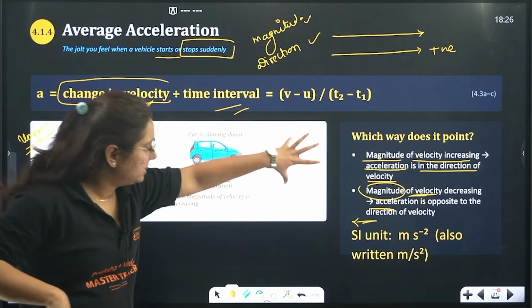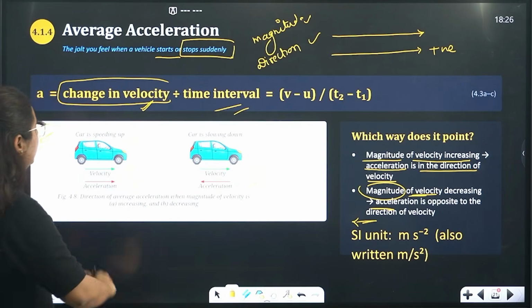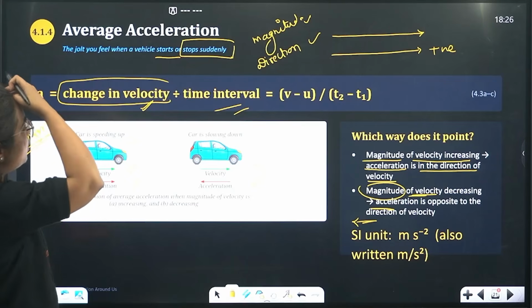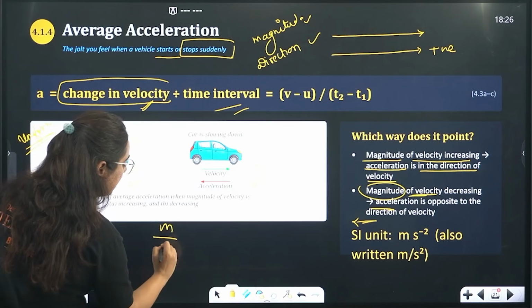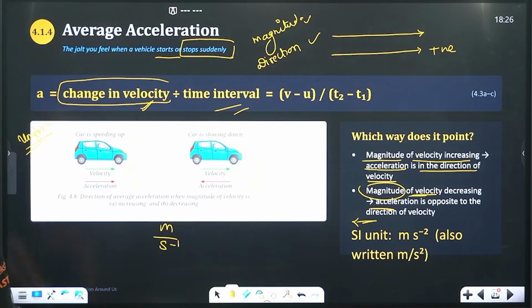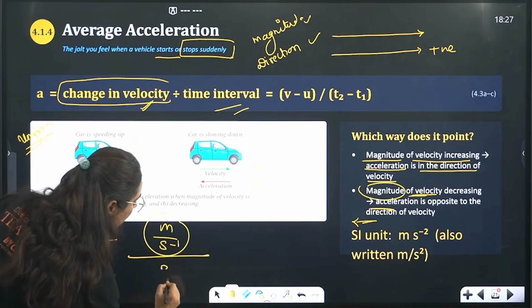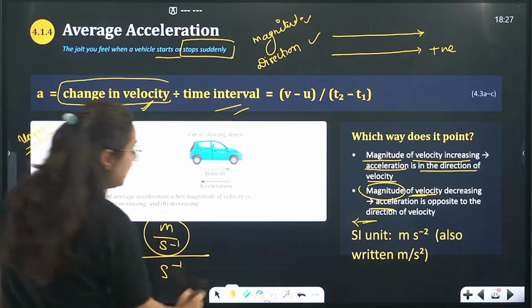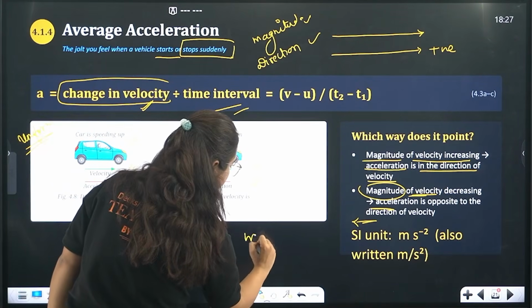Before moving to this concept, which is not clear in your mind yet, I will tell you the SI unit. Remember, what is average velocity? It is displacement upon time, that is, meter per second. Now, what is acceleration, beta? Average velocity upon time. And hence, the SI unit of this will become meter per second square.